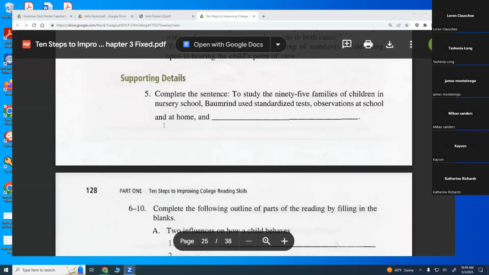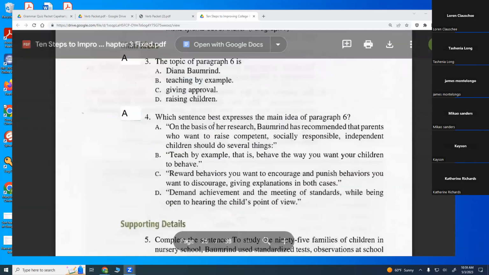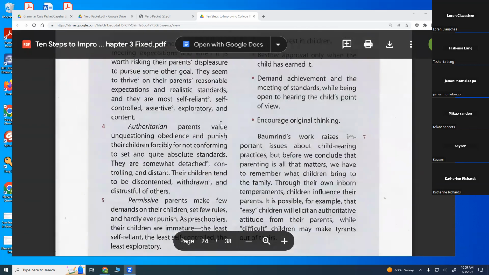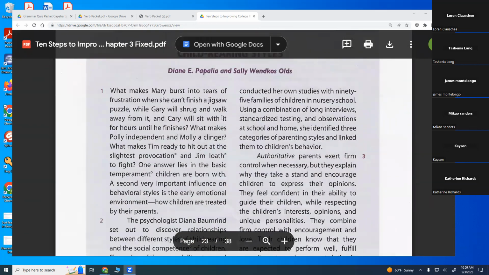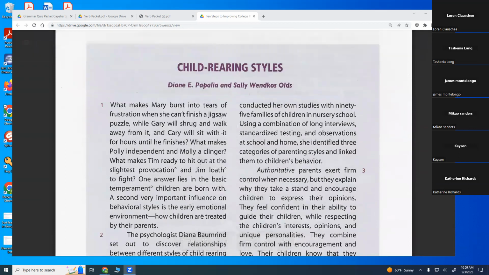Standardized tests, observation, school at home, and what's missing? Sheena, what's missing? Go back up. We want this point. Standardized testing, observations, home and school, and what's missing? Aaron, what's missing?